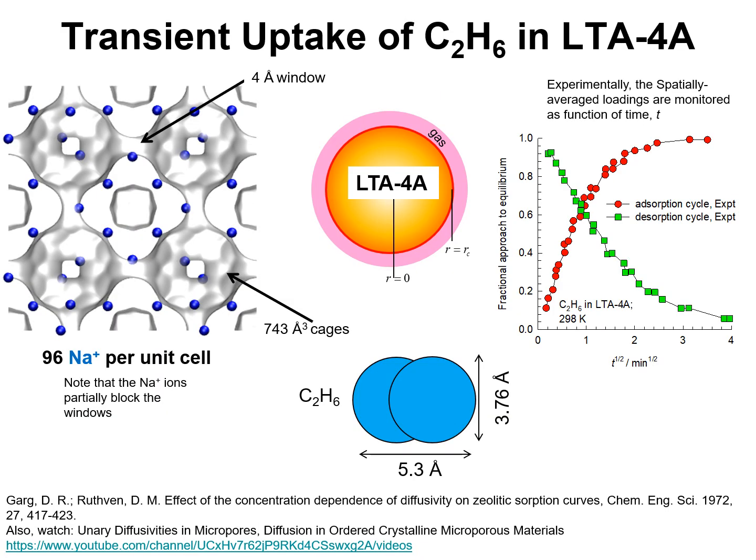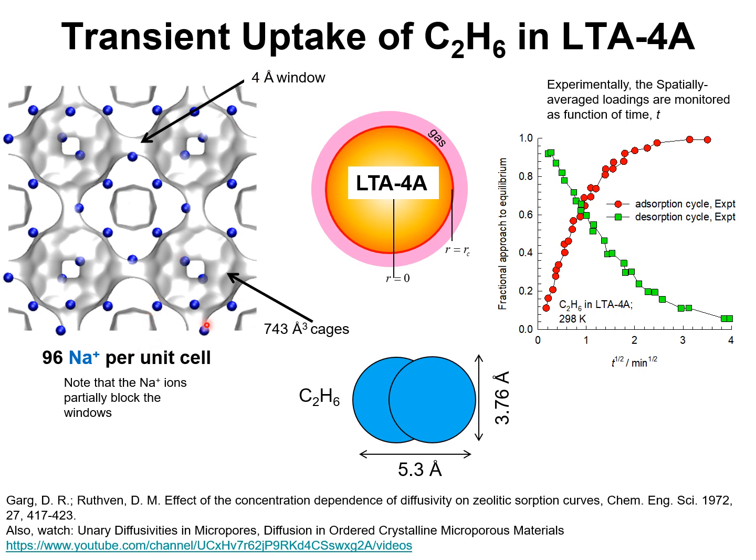To begin with, let us examine the uptake of ethane into LTA-4A zeolite. LTA-4A zeolite consists of cages of 743 cubic angstrom volume. Each cage is separated from adjacent cages by narrow windows with an opening of 4 angstrom.